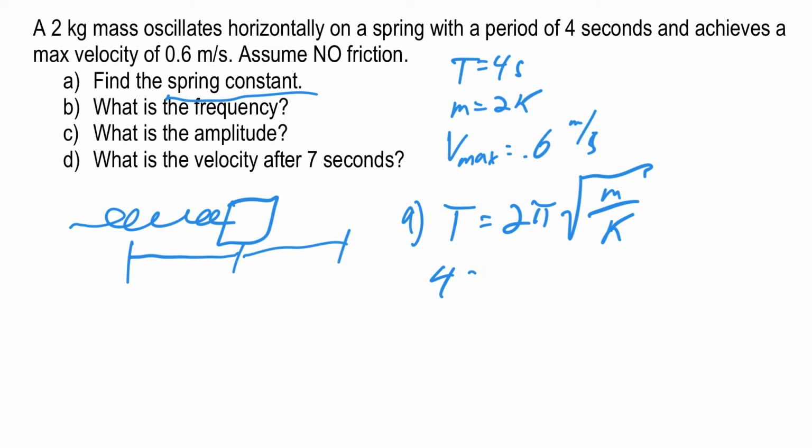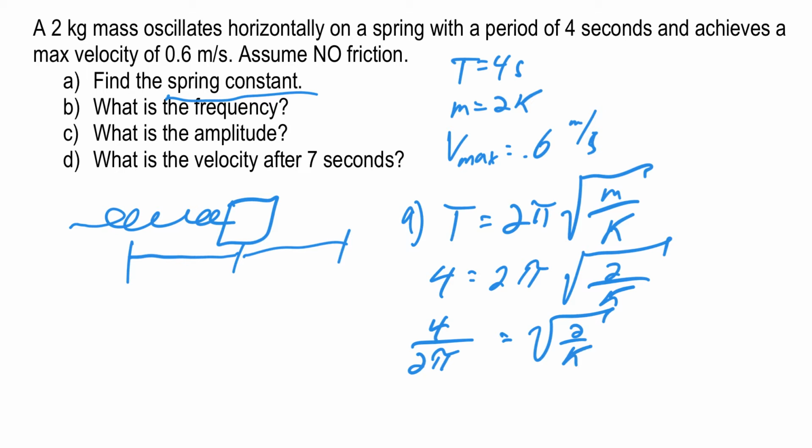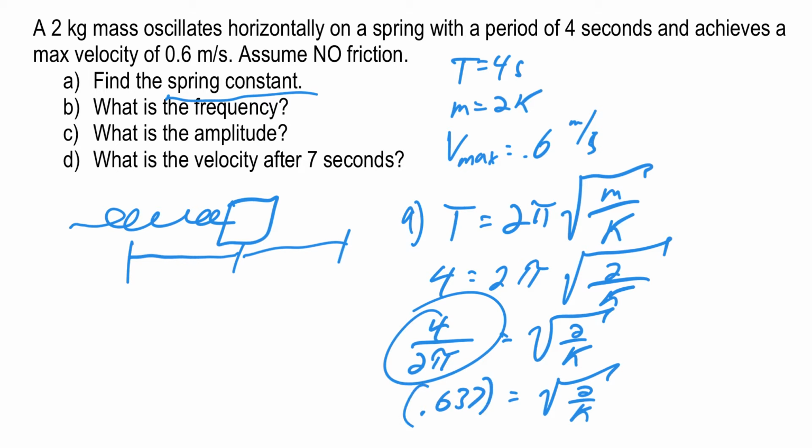So we have 4 seconds equals 2 pi square root of m over k. The m in this case is 2, k is here. So I'm going to go ahead and do the algebra here. I know some of you sometimes have trouble with it. So we'll divide by 2 pi, and that's equal to the square root of 2 over k. And then what you're going to want to do is square both sides. Actually, if you want to keep it easy, go ahead and do the math on this first. When you divide this, you get 0.637, and that equals the square root of 2 over k. Then you can square both sides.